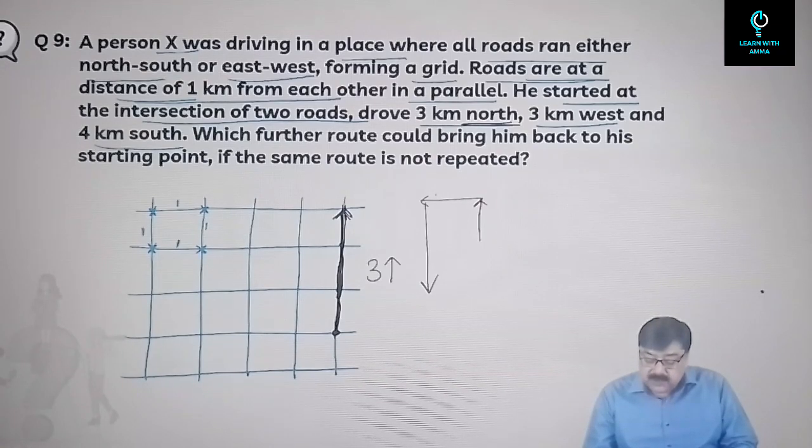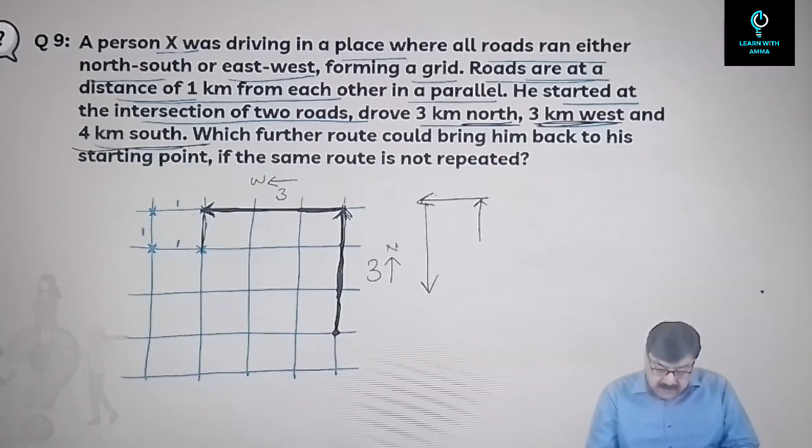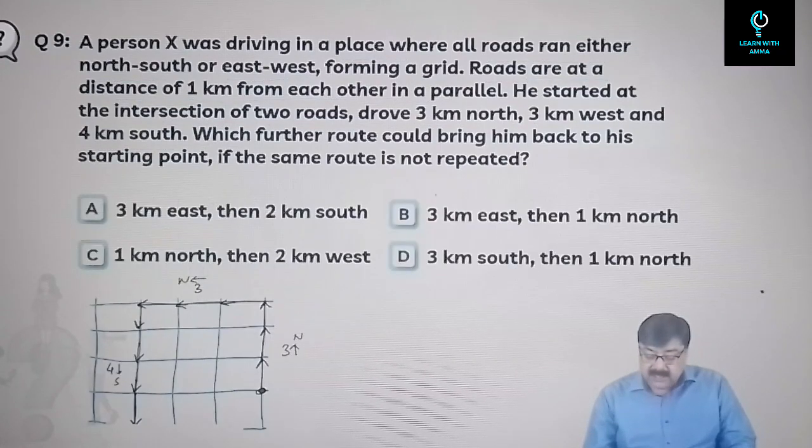Then he moves 3 kilometers to west, that is, he needs to turn left here. So 1, 2, 3. Now this is the point that he reaches. This is 3 kilometers towards the west. This is towards the north. And 4 kilometers south. So from here 1, 2, 3, and finally 4 kilometers, as you can see here, towards the south. So this is his final position. Now the point is, which further route could bring him back to his starting point if the same route is not repeated? So we will check for all the routes given to us amongst the choices.